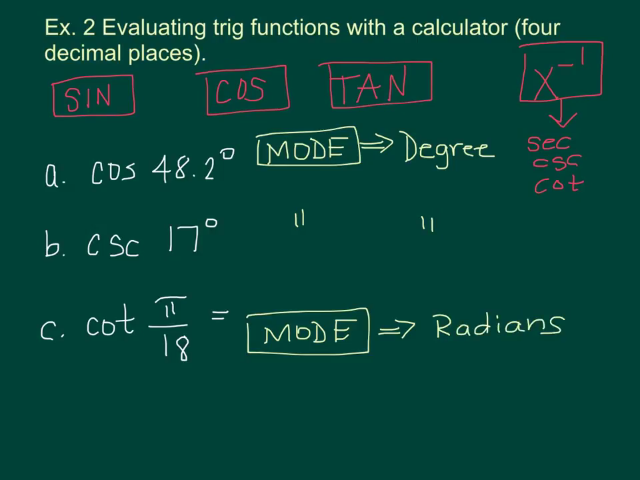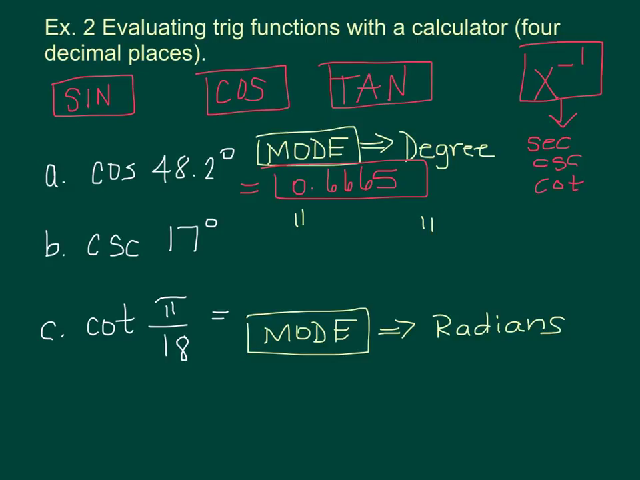Okay, and then when you type it in, you'll just do cosine 48.2, just like it is. And then, since they said round to 4 decimals, you should get 0.6665. If you don't get this, let me know, and I'll show you how to use your calculator.